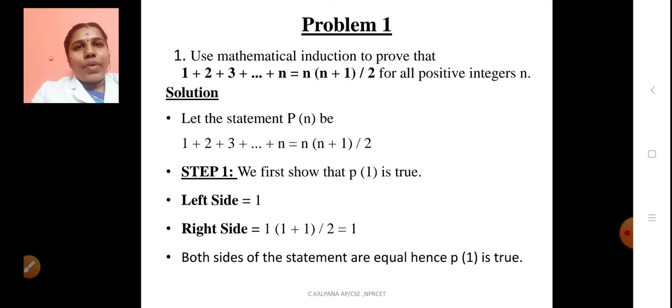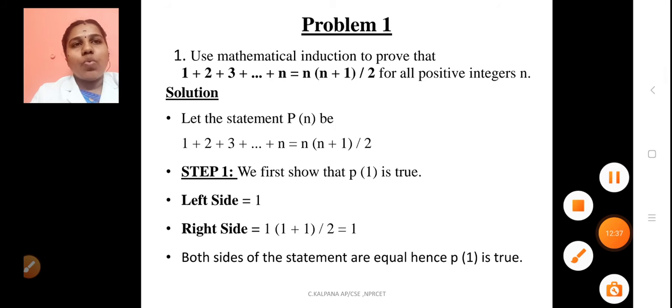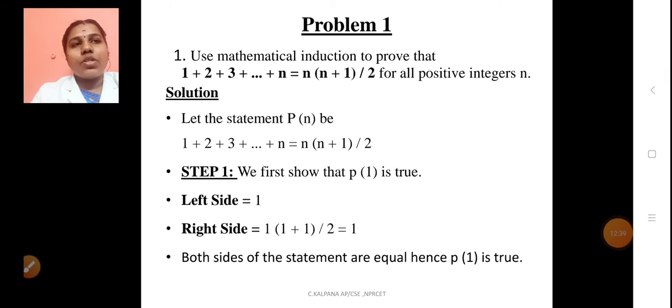I am taking one example problem for your reference. The first question is: use mathematical induction to prove that 1 plus 2 plus 3 plus up to n equals n(n plus 1)/2 for all positive integers n. Again, I am reading the first problem: use mathematical induction to prove that 1 plus 2 plus 3 plus up to n equals n(n plus 1)/2 for all positive integers n.